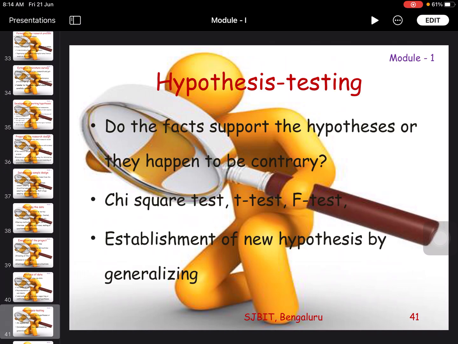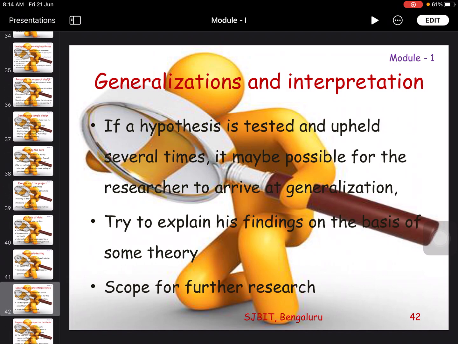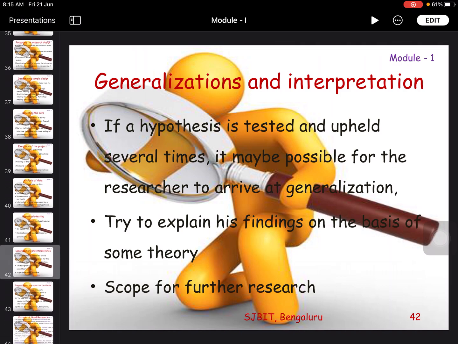So in hypothesis testing, we have different tests that could be conducted, like the chi-square test, T test, F test. So establishment of a new hypothesis by generalizing is possible. Generalization is nothing but, once the testing is done for the hypothesis several times, it may be possible for the researcher to arrive at a generalization. So try to explain findings on the basis of the same theory, and then the scope for further research.